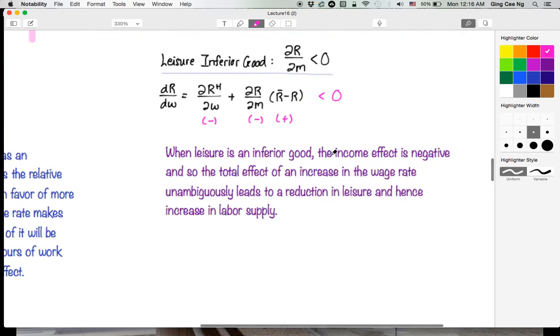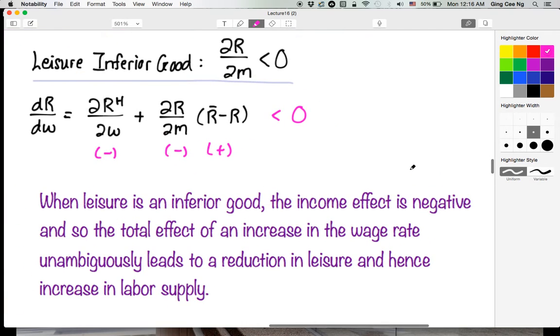And in the other case, where leisure is an inferior good, well, then there is an unambiguous sign.